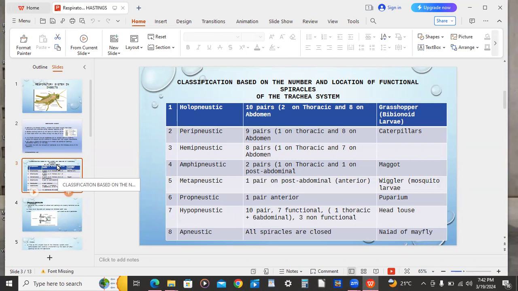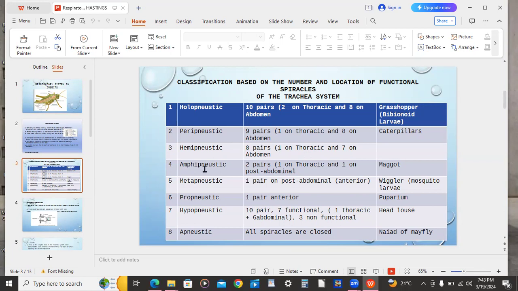And the second one, we have the peripneustic, which has 9 pairs of spiracles. One is located on the thorax, and 8 are located on the abdomen. The example of such an insect is the caterpillar. The third one is the hemipneustic, which has 8 pairs of spiracles. One is found on the thorax, and 7 are found on the abdomen.